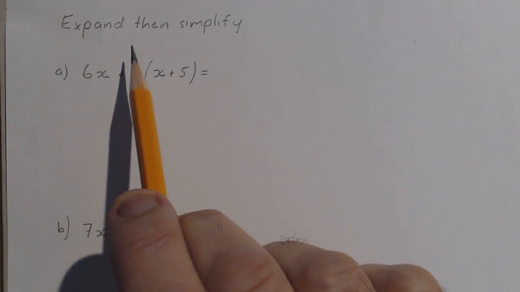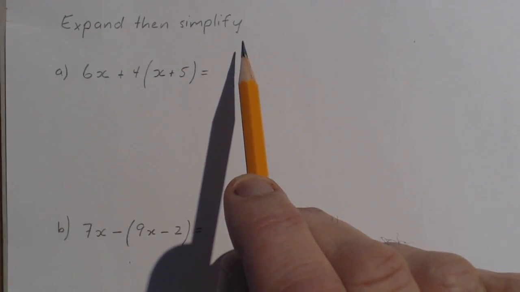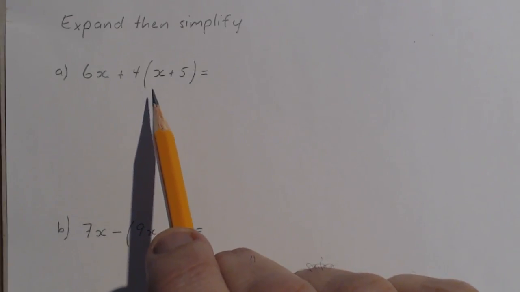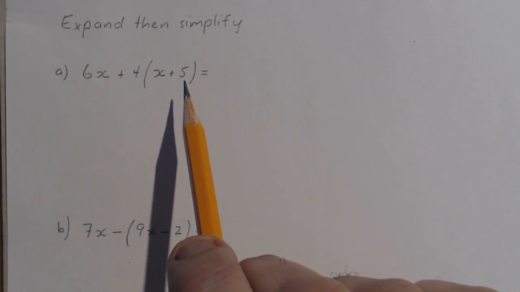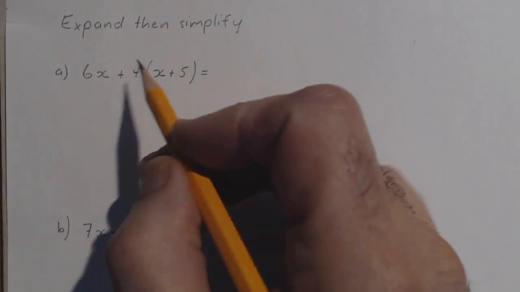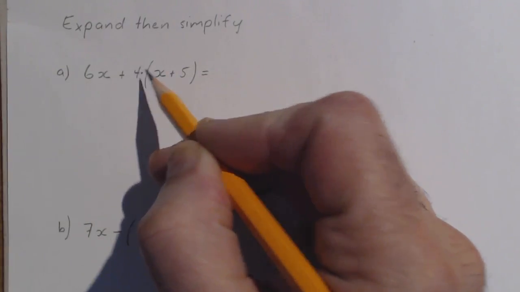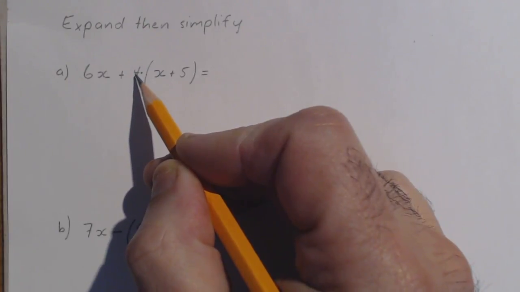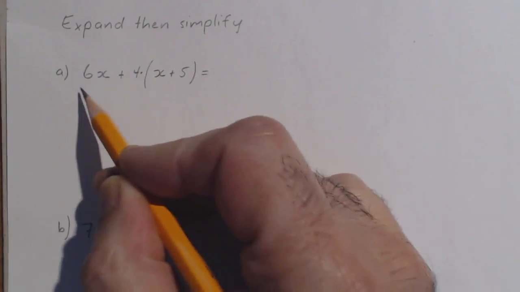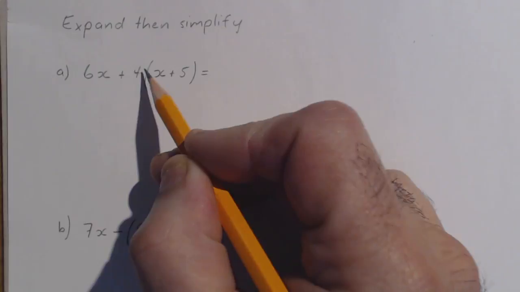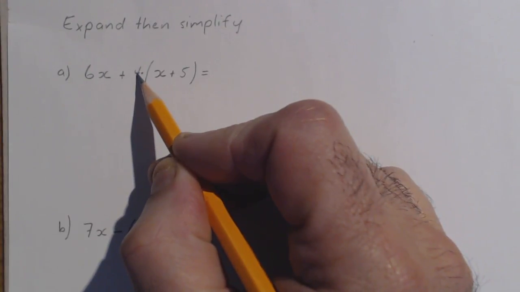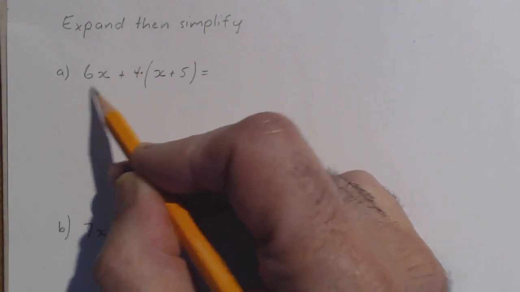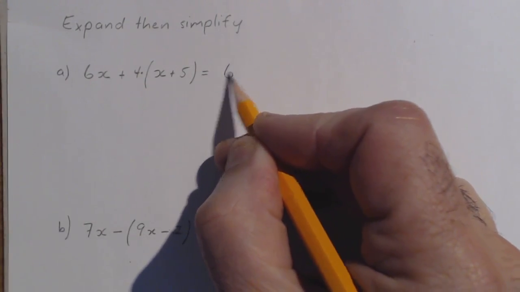Here we're going to expand, then simplify. We've got 6x plus 4 outside of x plus 5. Now, before we go any further, you know this means 4 times x plus 5. Therefore, it's only this 4, not the 6x, only this 4 that is involved with the expanding operation. So this 6x stays exactly as it is.